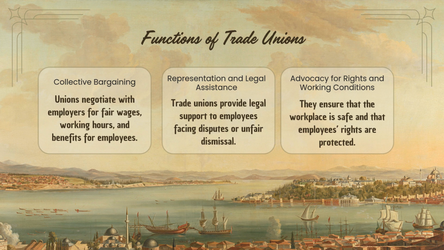Second, representation and legal assistance. Trade unions provide legal support to employees facing disputes or unfair dismissal. For instance, if someone loses their job without a good reason, the union can give legal advice and even represent them in court. This way, unions protect workers from unfair treatment and make sure they have support when facing tough situations.